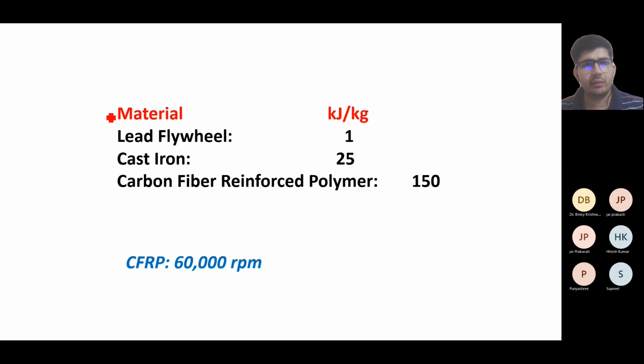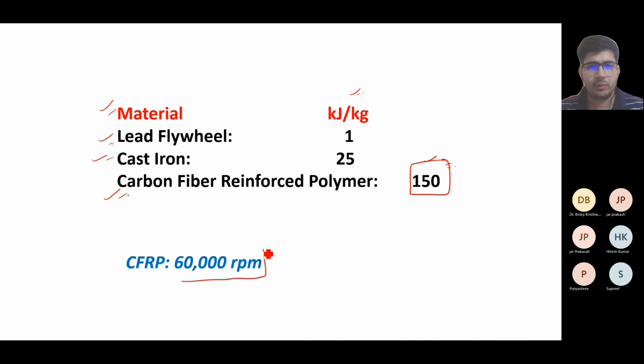So these are the materials with kilojoule per kg. Like if you are using a lead flywheel, then it can store 1 kilojoule per kg. Cast iron can store up to 25 kilojoule per kg, and carbon fiber reinforced polymer can store up to 150 kilojoule per kg. So it's very high. And the carbon fiber reinforced polymer can go up to 60,000 RPM. So it's a huge RPM.